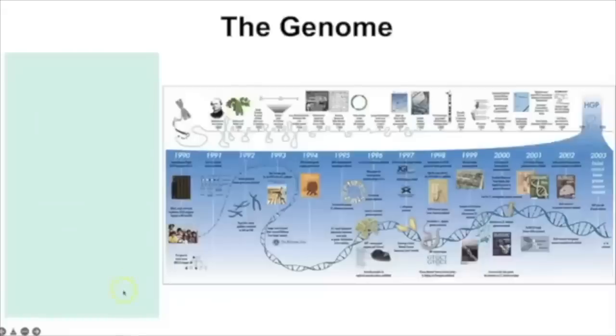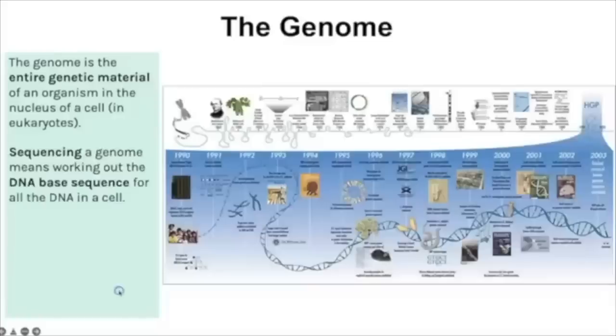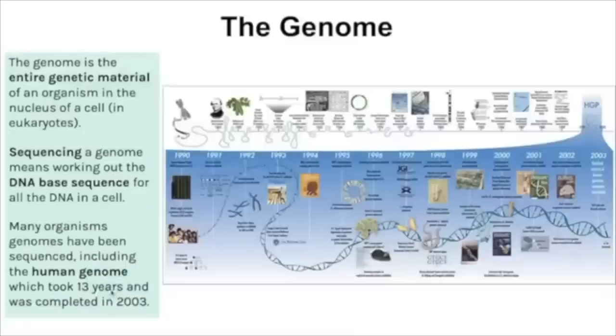The next bit of the spec is looking at the genome, and the genome is the entire genetic material of an organism in the nucleus of a cell. And sequencing of this genome, what that means is identifying the exact DNA-based sequence for all of the DNA in a cell. And many organisms' genomes have now been sequenced by scientists, including the human genome, which took about 13 years, but it was finally completed in 2003. And that's the timeline we can see here.